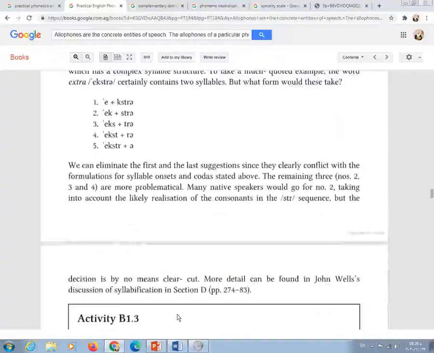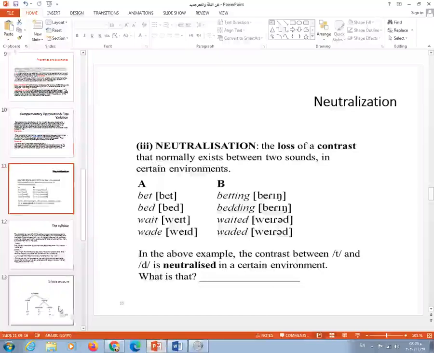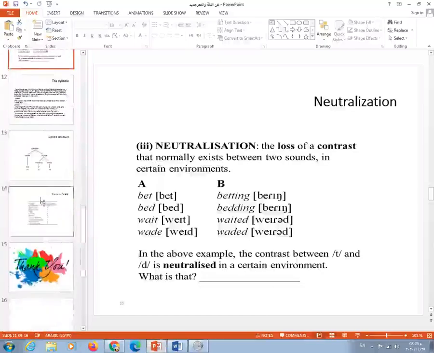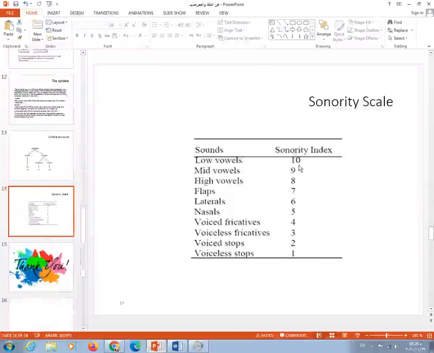And finally, I want to move on to one last topic, which is, please do the exercise on page 30 and page 31. And let's go to the last point in our discussion, which is the sonority scale. Please open your books on page 32.